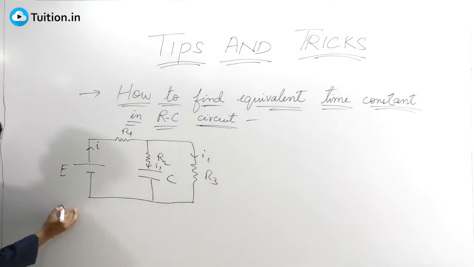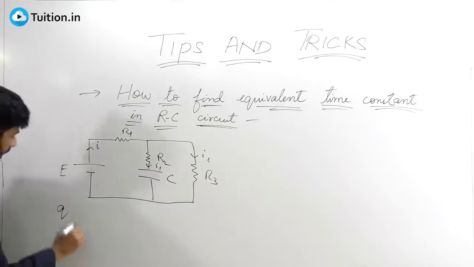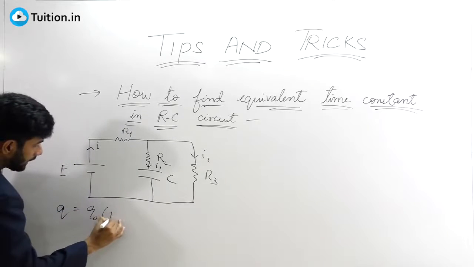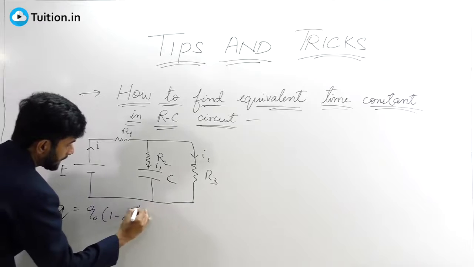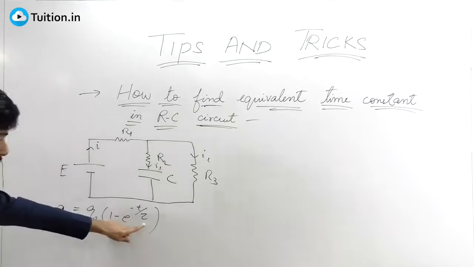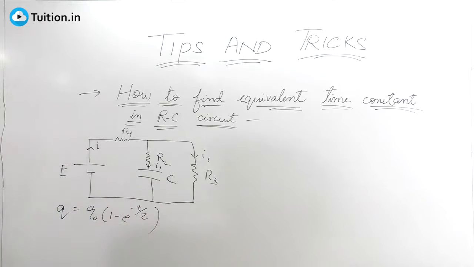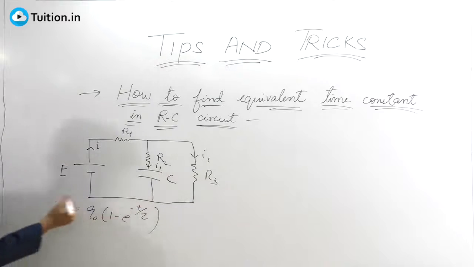And if I need the charge on a capacitor as a function of time, it's something like this: Q0 into 1 minus e power minus t by tau, right? This tau is your time constant. At infinite time, the charge will be Q0.